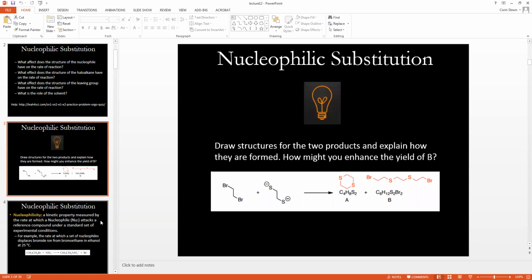So in class today, when we were looking at this, we came up with two different mechanisms for the formation of products A and B. Do you remember what those mechanisms were? Go ahead and draw structures for the two products and explain how they're formed. How might you enhance the yield of B? And again, if you need to, go ahead and press pause as you think about this problem.